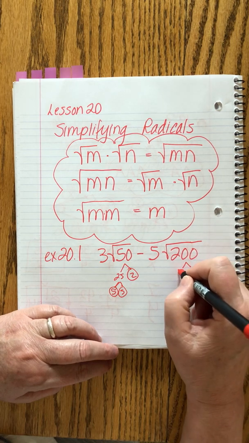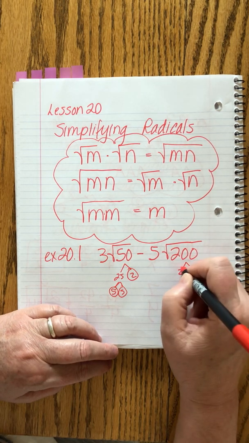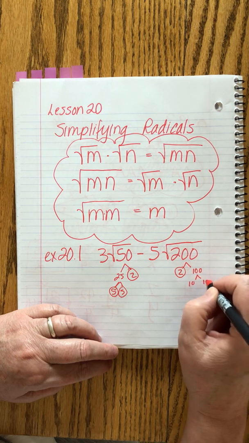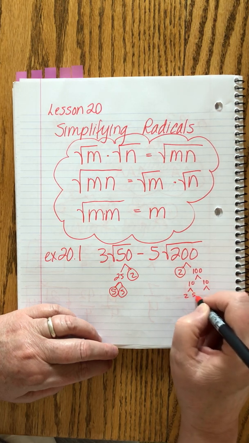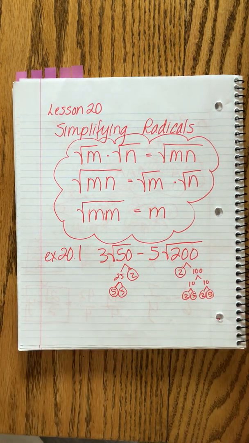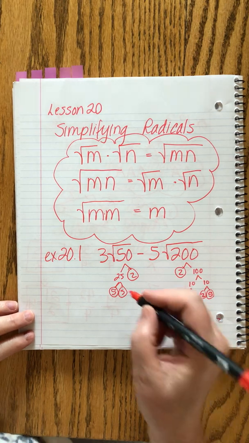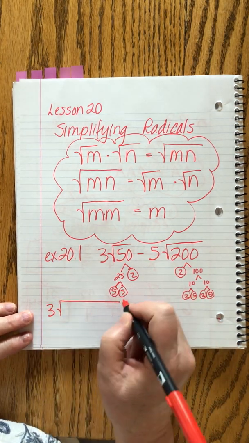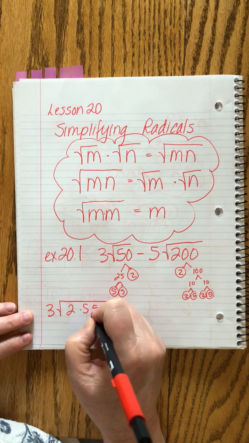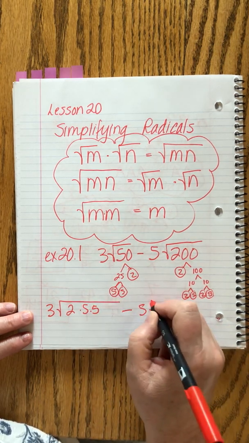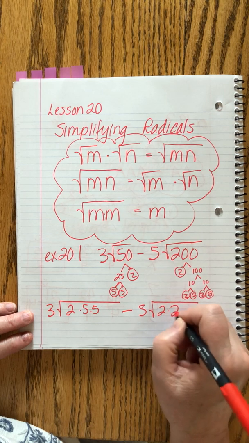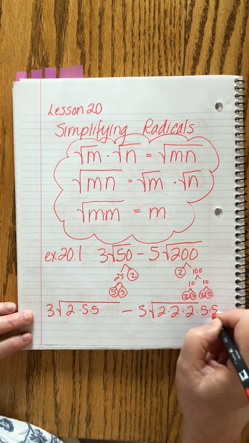This one, I'm going to do 2 times 100, prime. And then I'm going to go 10 times 10. And then each of these is going to be 2, 5, 2, 5, right? I circle all of my primes. And now I'm going to rewrite this, which might be overkill. You don't necessarily have to show this step. Well, no, I think you should in your homework. So we have 3 times the square root of 2 times 5 times 5 minus 5 times the square root of, let's see, we have 3 2's and 2 5's.